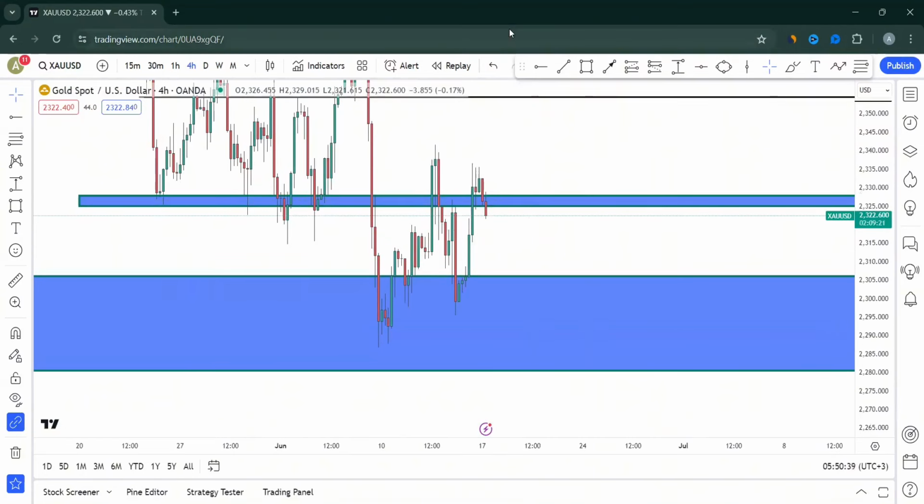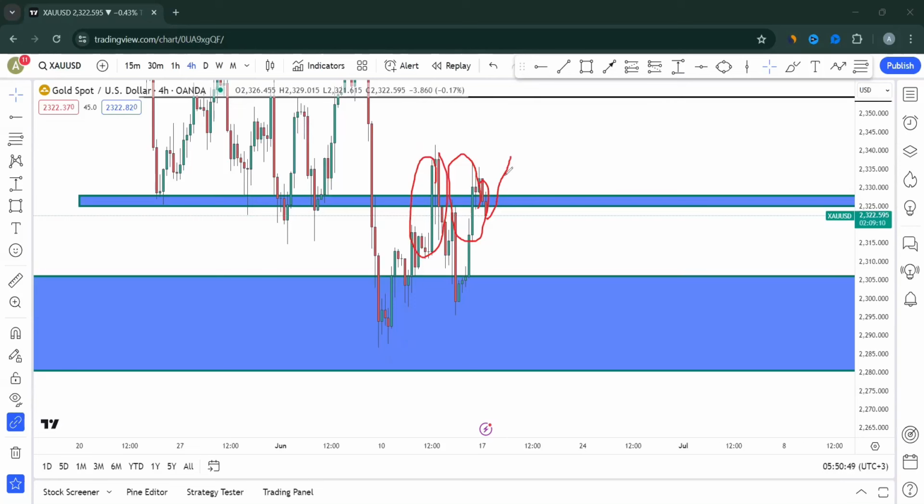Now, we want the market to give us a proper close in a small time frame. This is not a proper close. This is not a proper close, right? So we want the market to give us a proper close, then you can take your trade.